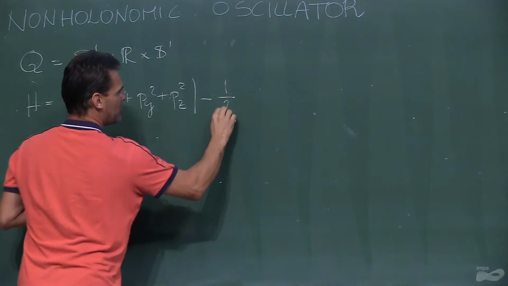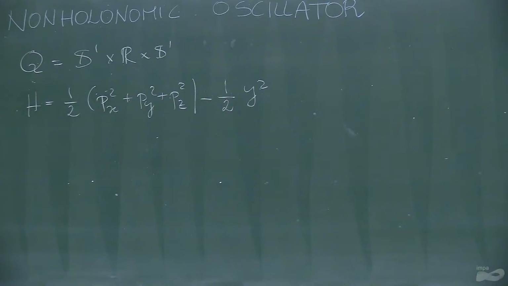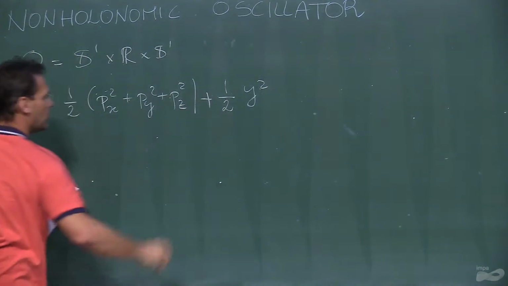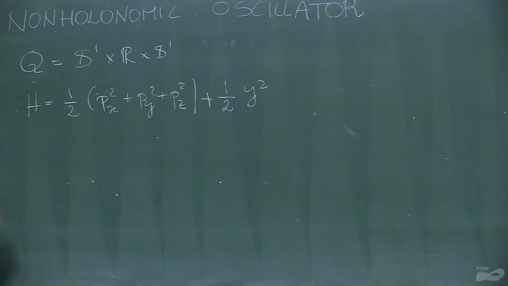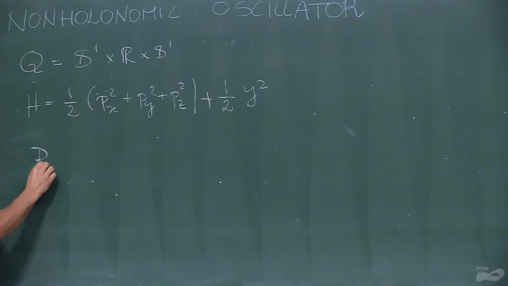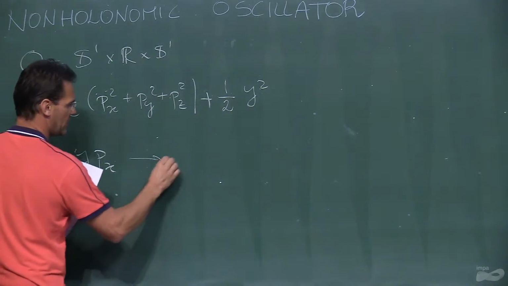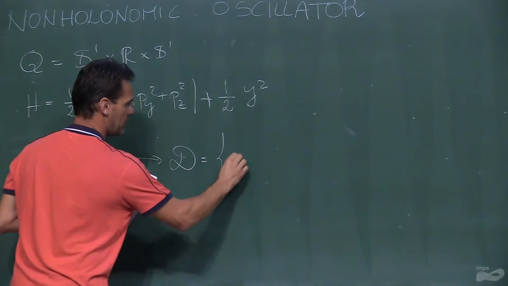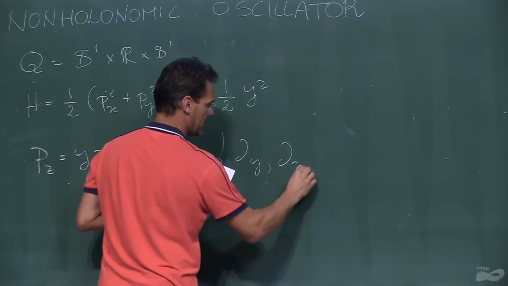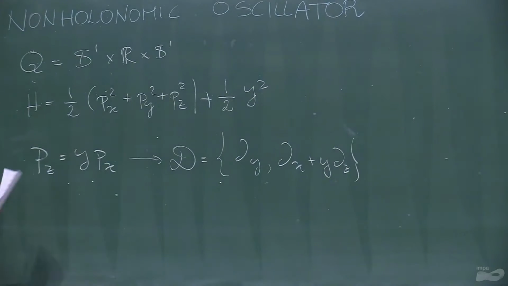And the spring potential is only, let's say, in the y direction, just to have some symmetries. Of course. And now the constraint is described, let's say, like that: Pz is equal to y px, and it is characterized by a non-integrable distribution, whose fiber is given by these two objects. Y, d, z.